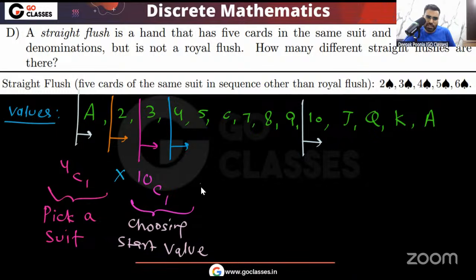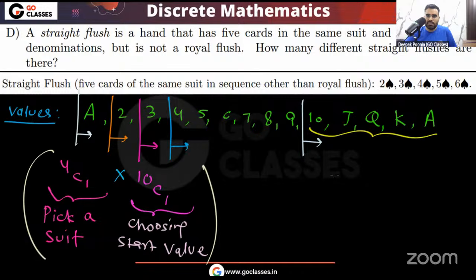But now notice one thing here: if I do this, then the royal flush I have also counted. Yes or no? Please notice that these 5 cards, if you are taking 10, jack, queen, king, ace, all in the same suit, then that will be a royal flush. Okay, do you agree? This will be a royal flush.